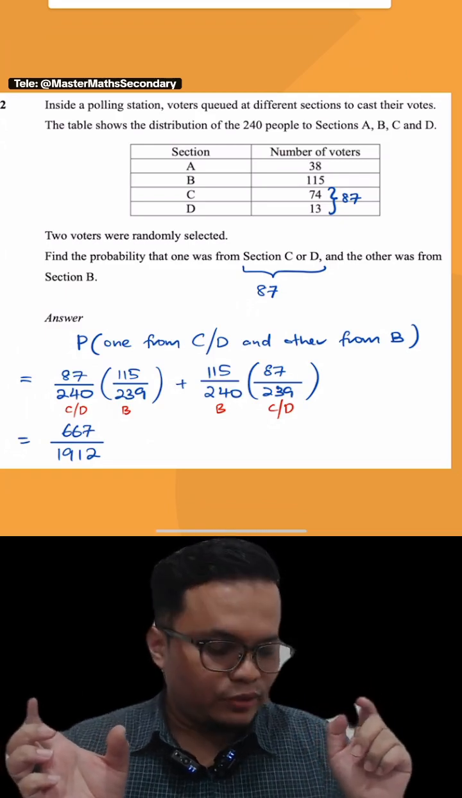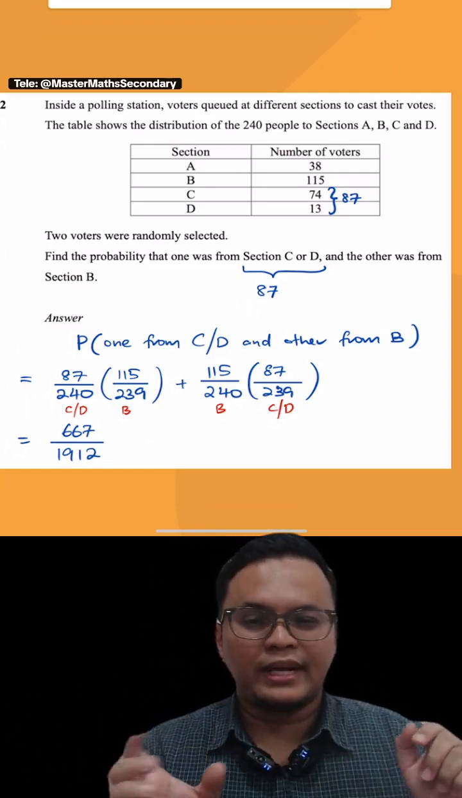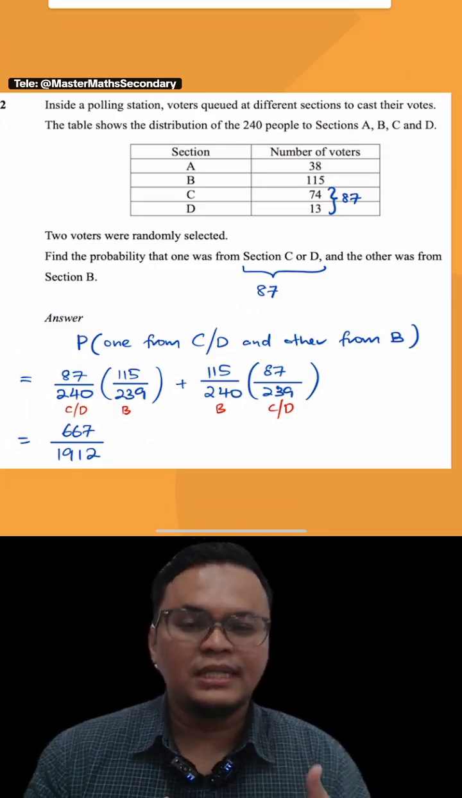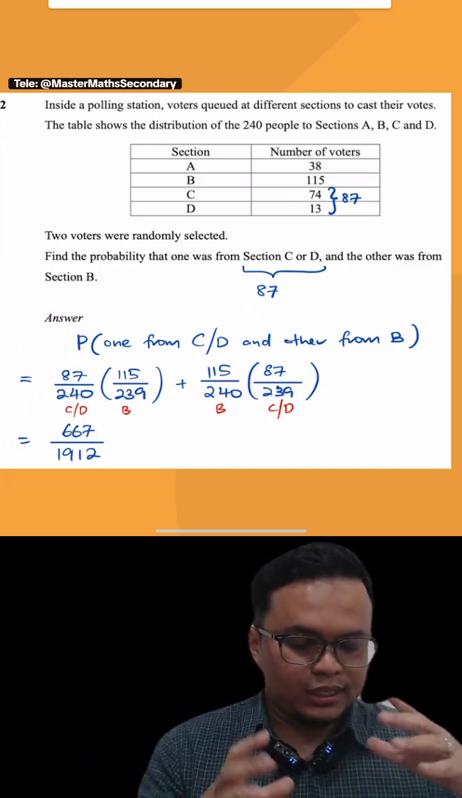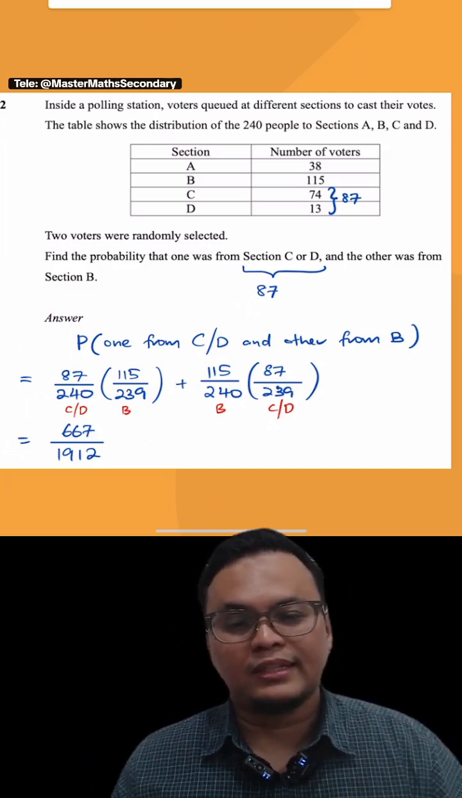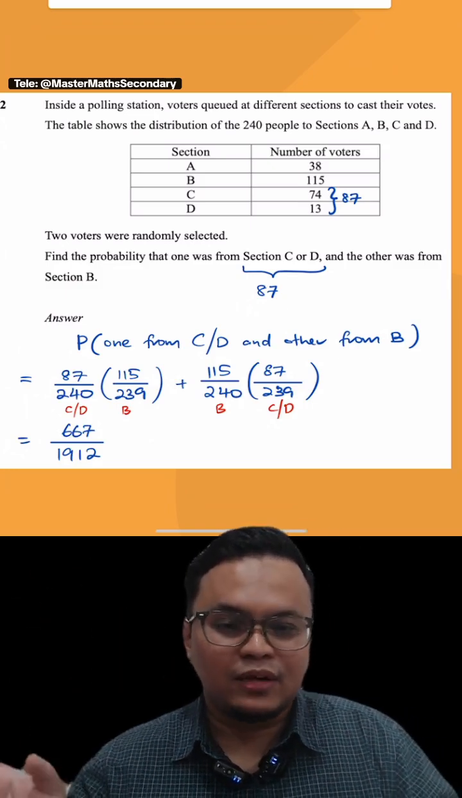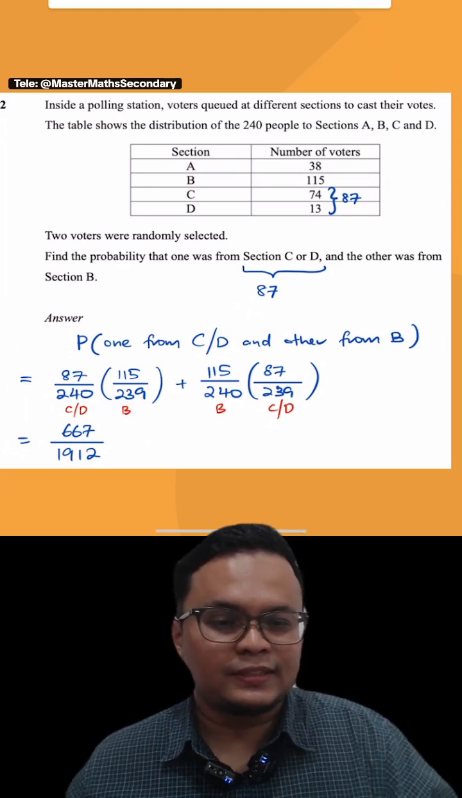Again, it's without replacement, right? Nowhere in the question does it state that this is with replacement. So we are going to have to adjust the denominator. Notice that from 240 it became 239. And that's how we go about doing this question here.